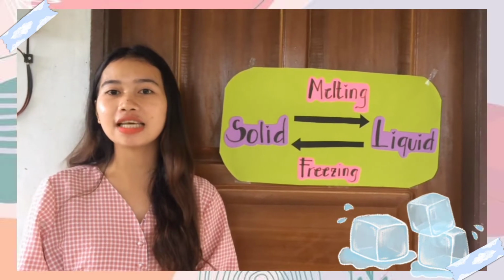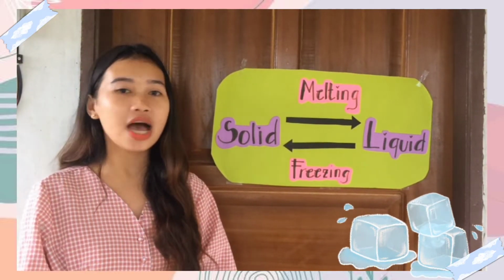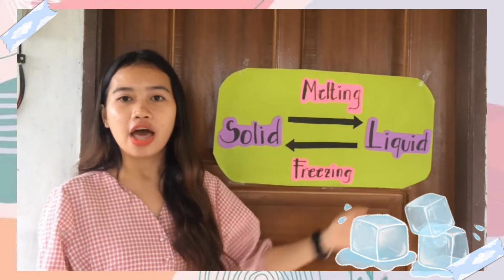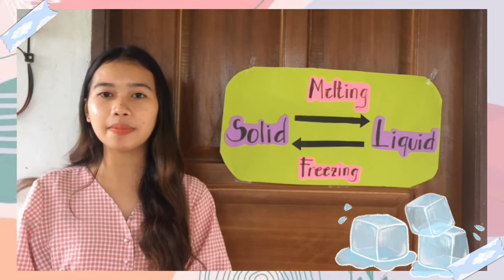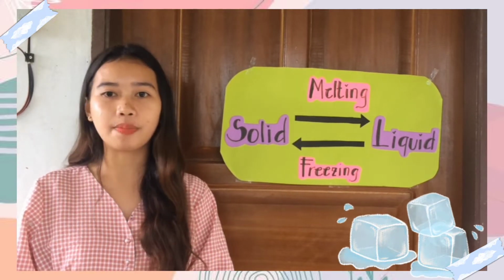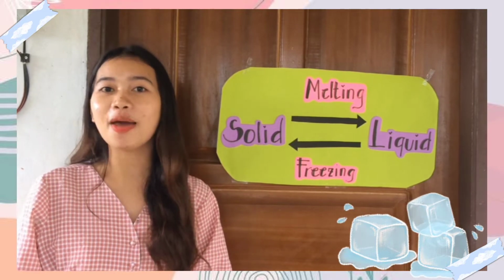So melting is a physical process that results in the phase transition of a substance from a solid to liquid. And this occurs when the internal energy of the solid increases, typically by the application of heat or pressure, which increases the substance temperature to the melting point.